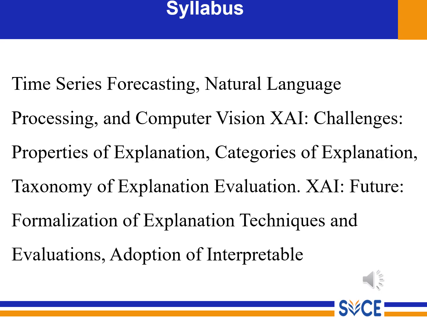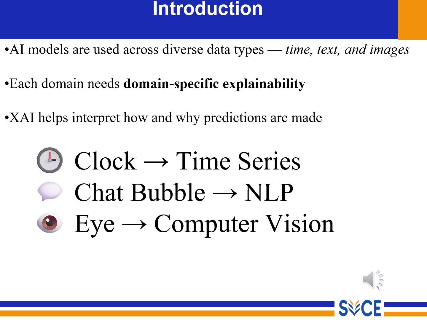This is your syllabus for the unit. Now let us slowly get into understanding the types of data we are dealing with, because before we talk about explanations, we must understand what exactly we are explaining. In an AI system, the data mainly comes in three major forms, right? Which are time-based data, text-based data, and image-based data. And each one behaves completely differently. Let me explain this in a very simple way so that you never forget it.